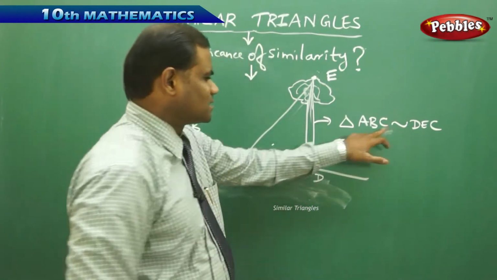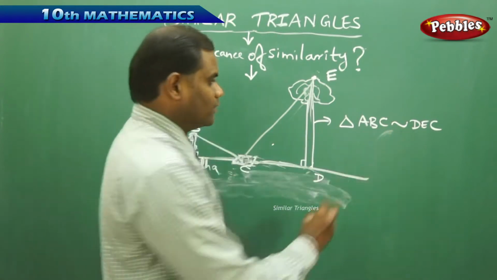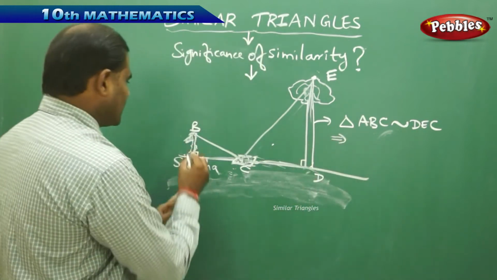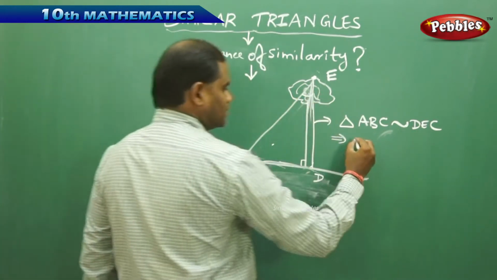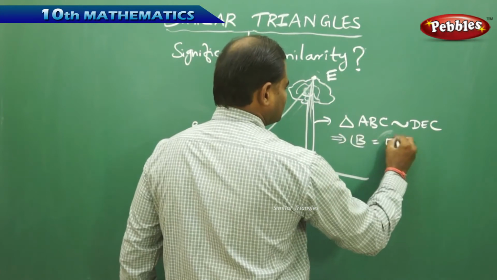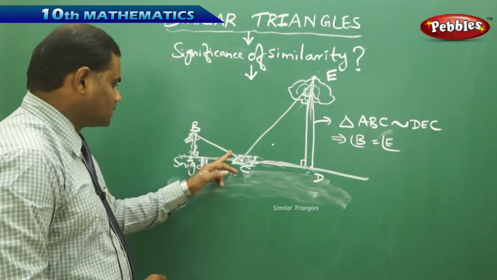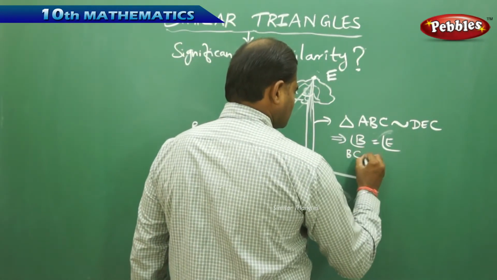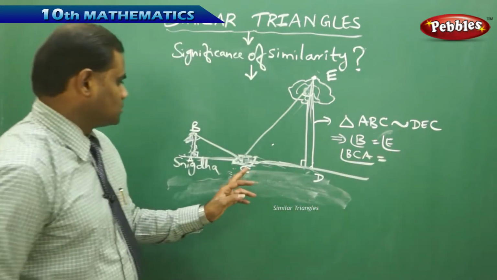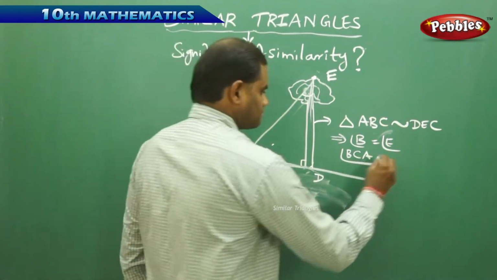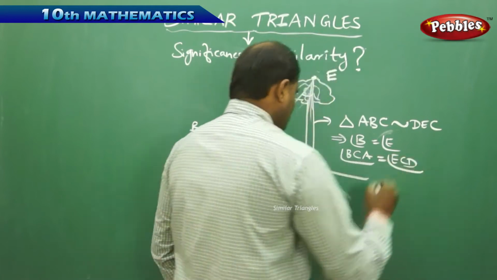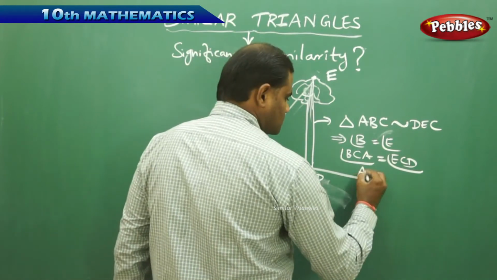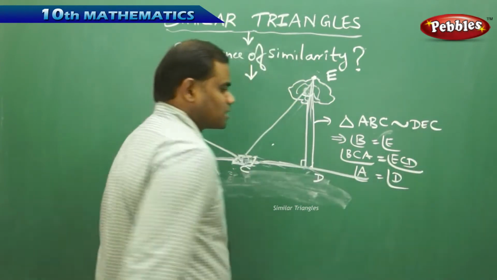So when two triangles are similar, denoted with this symbol for similarity, that implies each angle is equal: this angle is equal to angle E, angle BCA is equal to angle ECD, and also angle A is equal to angle D, which is 90 degrees in this case.